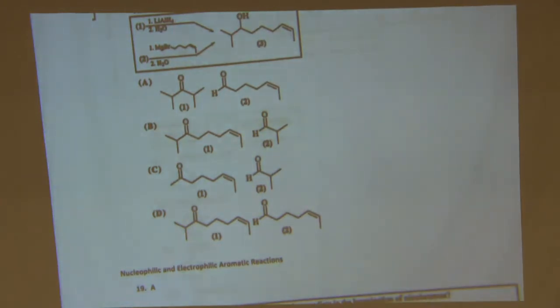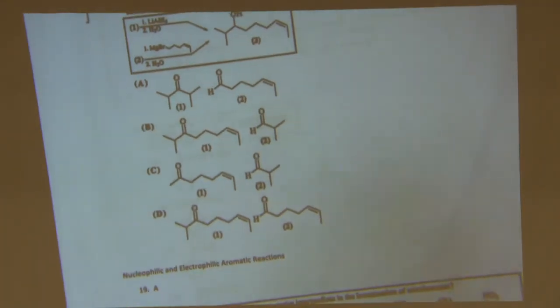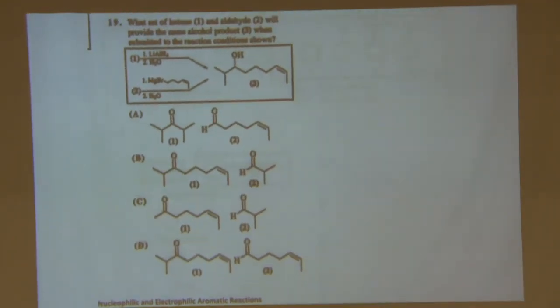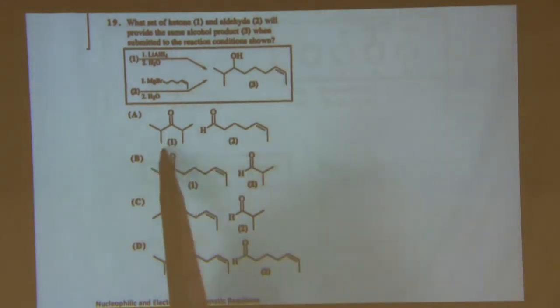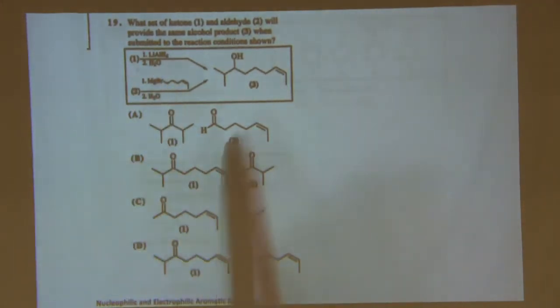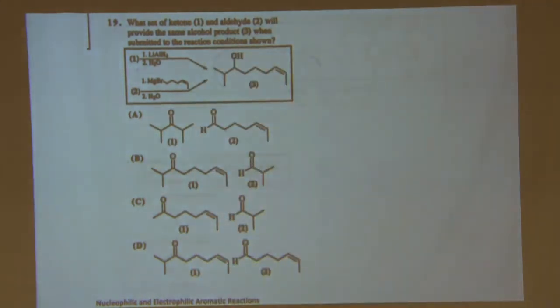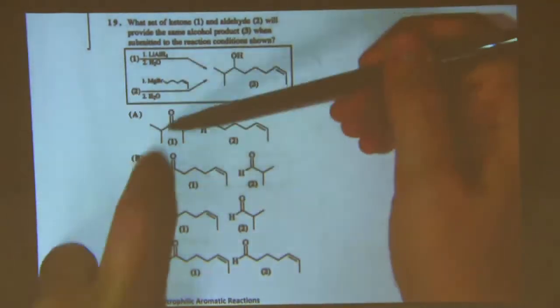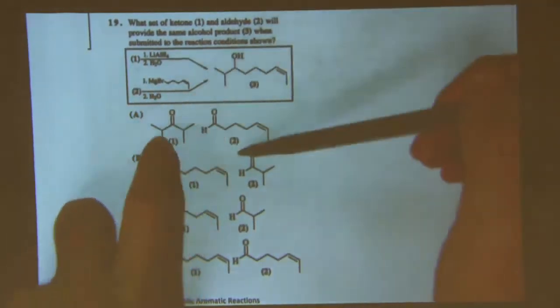Cool. Okay. Which set of ketone and aldehyde will provide the same alcohol product when submitted to the reaction conditions shown? I keep putting this at a really crooked angle. So we're matching up the reagents of 1 and then the reagents of 2 to get this same product. Sometimes they're kind of confusing, just how they have them set up. So this one takes a couple seconds to figure out. But we're taking these different reagents and matching up 1 with 1 and 2 with 2 to try and get the same product for both.